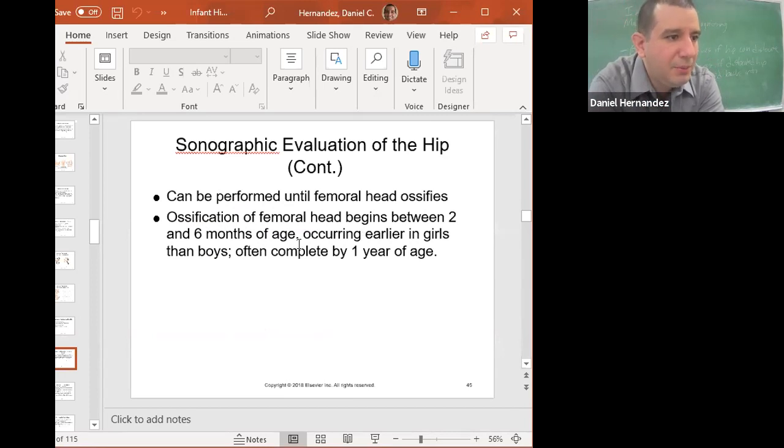So the exam can be performed until the femoral head completely ossifies. And we said ossification of the femoral head begins between 2 and 6 months of age, occurring earlier in girls, and is often completed by 1 year of age.